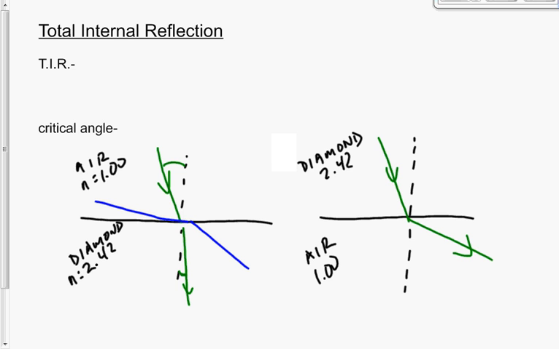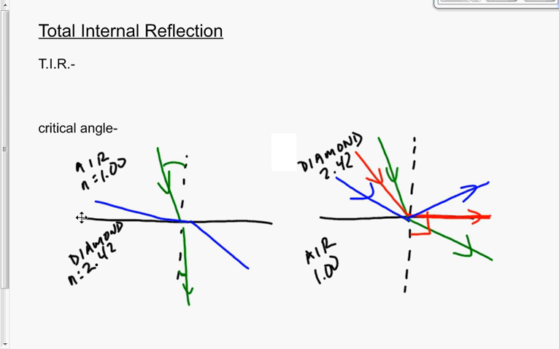Now, if we increase the angle of incidence a little bit more, then we might find that the angle of refraction actually increases to a value of 90 degrees. In other words, the light doesn't really refract, it doesn't really reflect. It's kind of in no man's land there. It skips along the boundary between the two surfaces of the diamond and the air. If we increase the angle a little bit more still, then what are we going to find happens to that light? It's going to reflect.